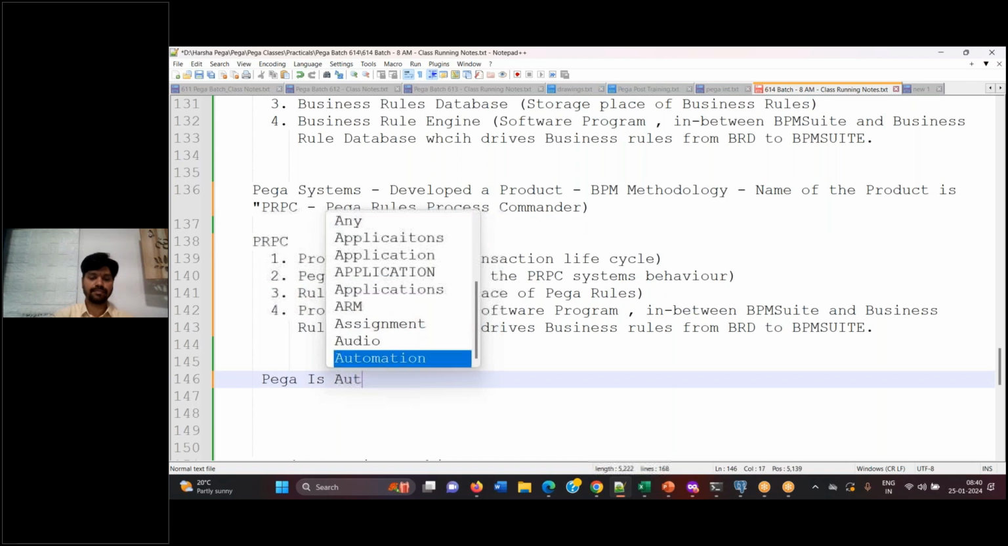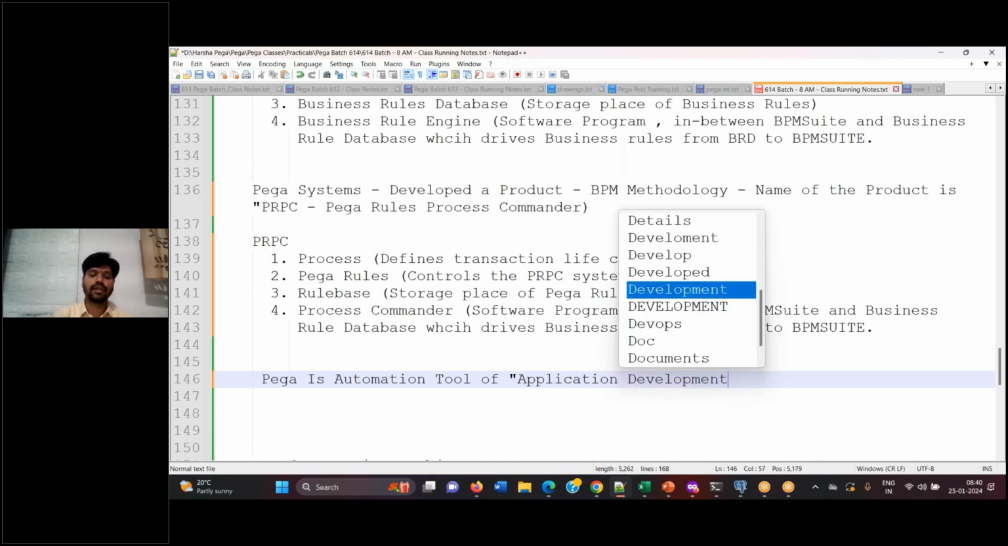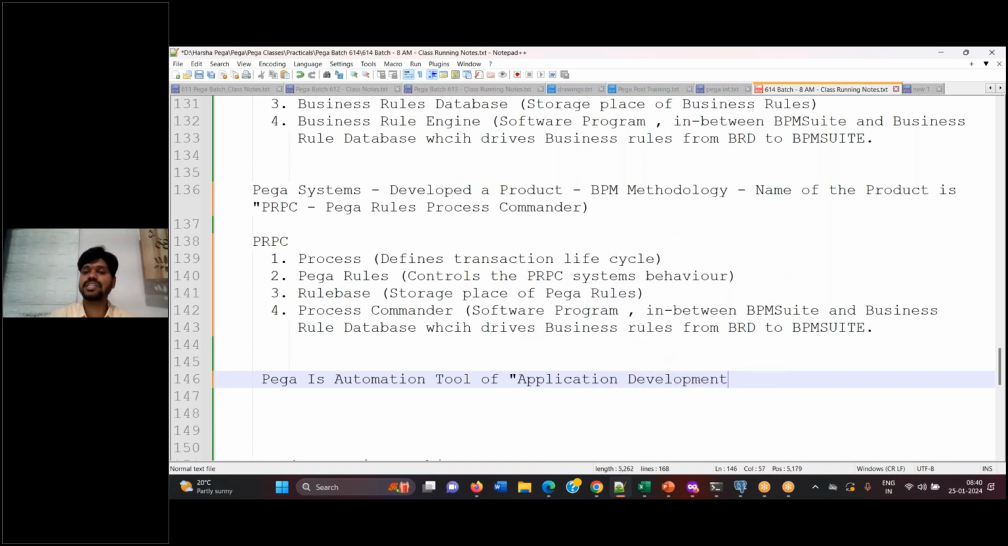PEGA is an automation tool. Automation tool for what? Application development. See, PEGA is an automation tool. It is a development automation tool. What is its purpose? Developer tasks are automated. Code is automatically generated; the developer doesn't have to write the code. Development is automated. Application development automation tool.